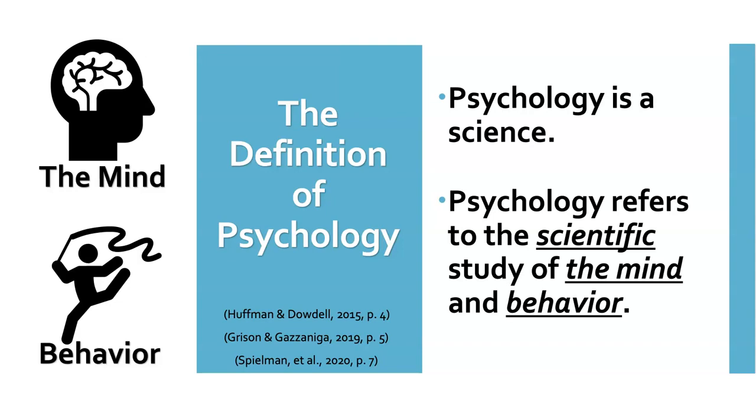The word scientific is a key feature of this definition because psychologists follow strict scientific procedures to collect and analyze their data. A behavior such as crying, hitting someone, sleeping, or other behaviors can be directly observed. In other words, we can see when it happens.